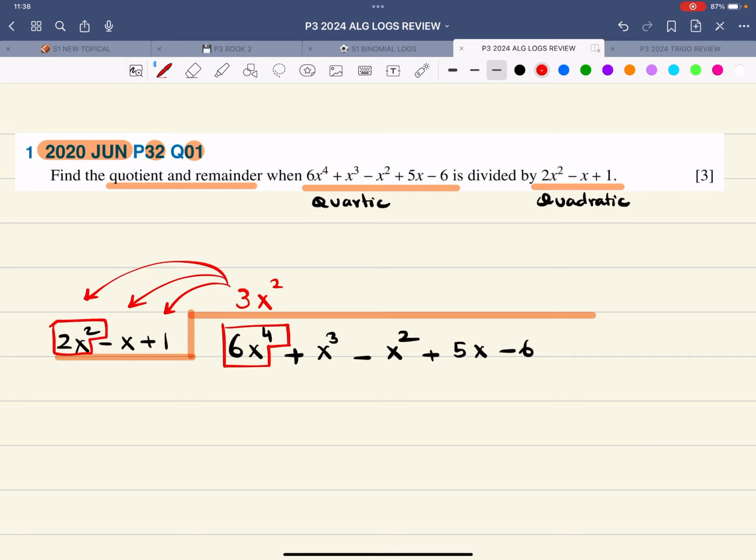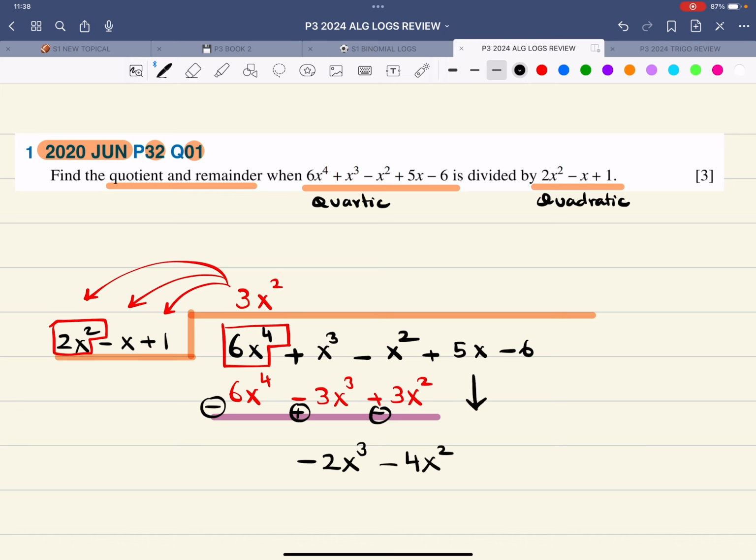So let me write over here: 3 into 2, that is 6x power 4. 3 into negative 1, that is negative 3x cube. 3 into 1, that is positive 3x square. Now let me draw a line over here. And let me write underneath it. So we change the sign. This is negative, this becomes positive, this becomes negative. So x cube minus 3x cube, that is minus 2x cube. This is minus 4x squared, and just pull one term down.